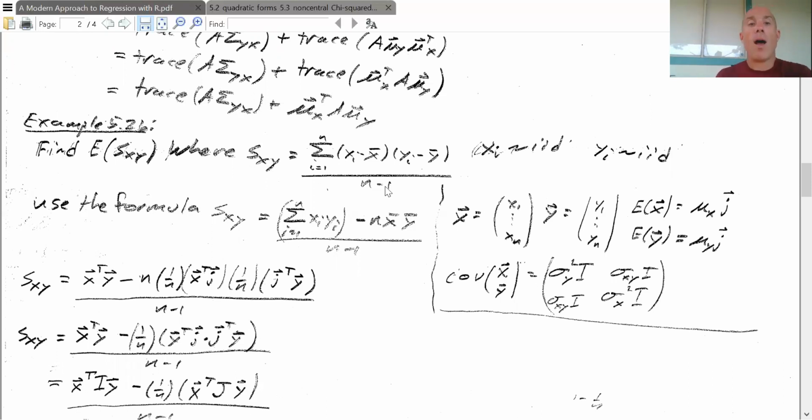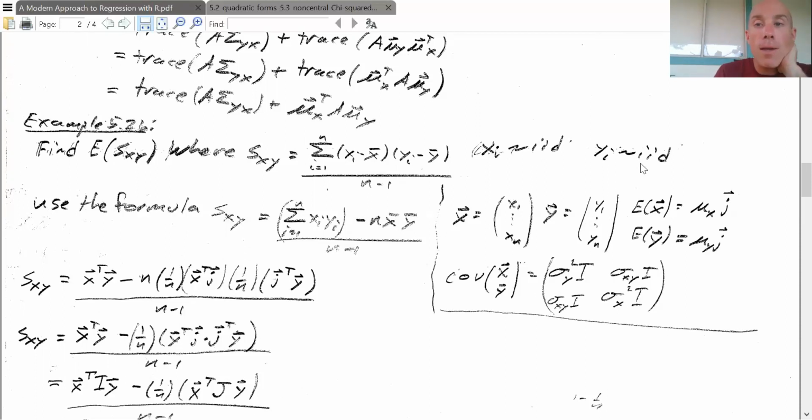then I've got this formula. Now I can say that X is equal to this vector, which corresponds to my sample. The Y vector corresponds to the sample Y. Here we're saying that the X's are independent, identically distributed, and the Y's are independent, identically distributed. So the expected value of the X vector is going to be the expected value of the X variable times the J vector. The expected value of the Y vector will be the J vector times the expected value of an individual Y.